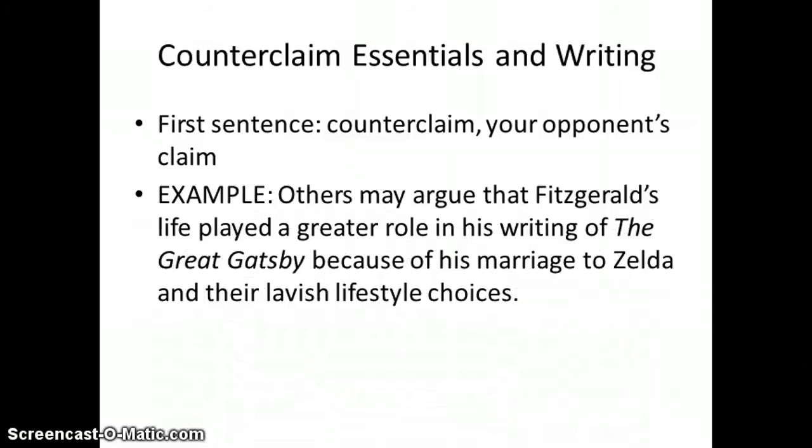Others may argue that Fitzgerald's life played a greater role in his writing of The Great Gatsby because of his marriage to Zelda and their lavish lifestyle choices. This still gives the two reasons or assertions for my opponent while addressing what their opinion is.